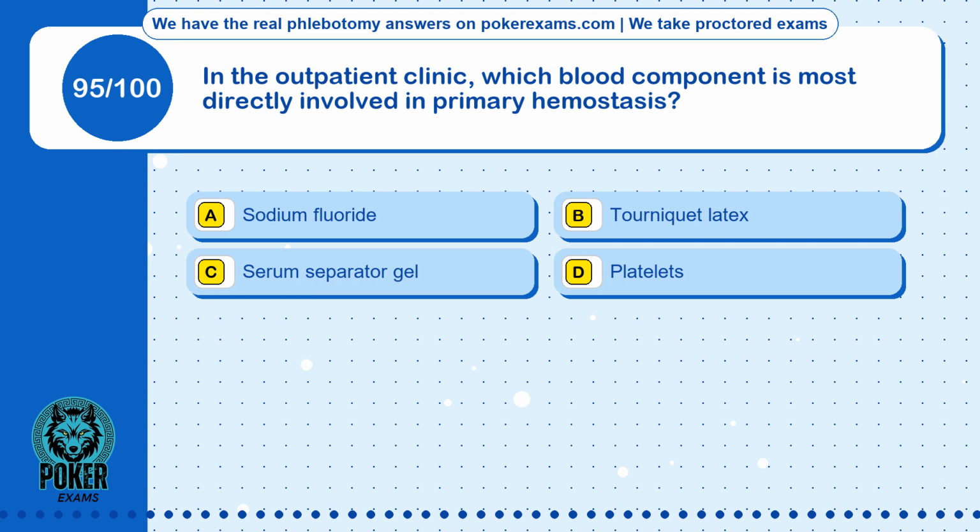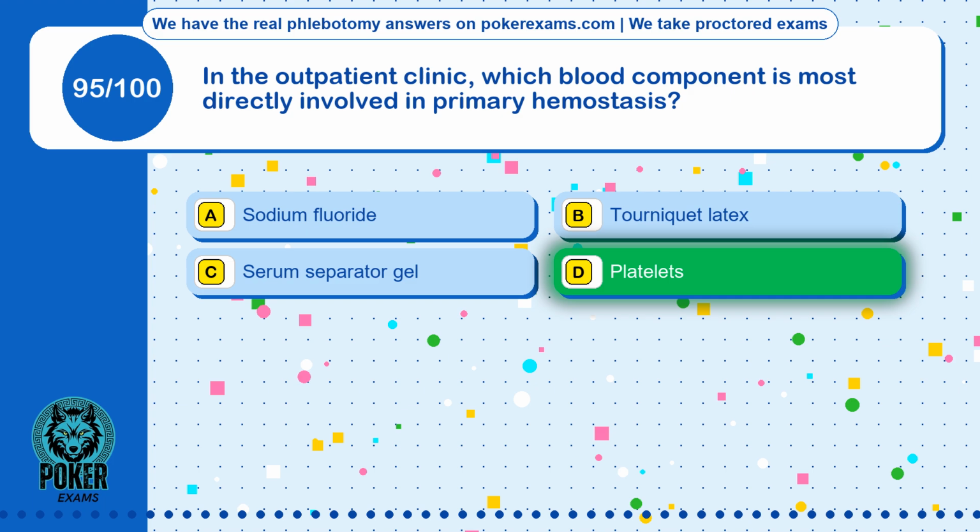Question 95. In the outpatient clinic, which blood component is most directly involved in primary hemostasis? Option A, sodium fluoride. Option B, tourniquet latex. Option C, serum separator gel. Option D, platelets. The correct answer is option D. Platelets.